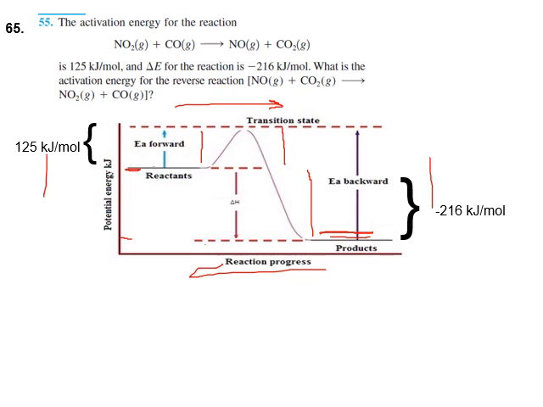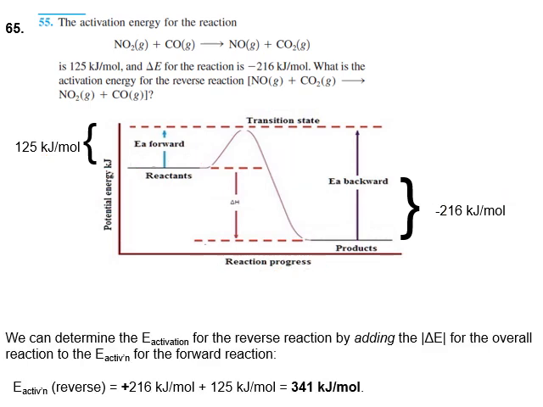Don't make the mistake of adding minus 216 here to plus 125 here. You have to take the absolute value of this, which would be plus 216 kilojoules per mole. Next slide. So here is your answer. You just add 216 to 125.